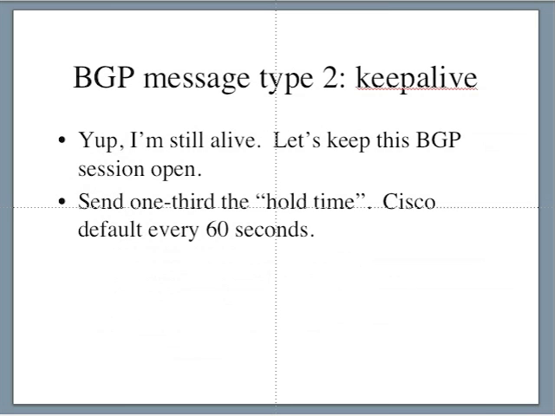BGP message type 2, Keepalive. This is the simplest message. It just says, hey, I'm still alive. Let's keep this BGP session open. Cisco routers send it at one third of the hold time, so by default every 60 seconds a BGP Keepalive message will be sent through the TCP socket.